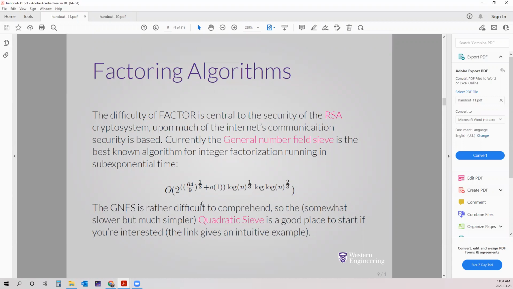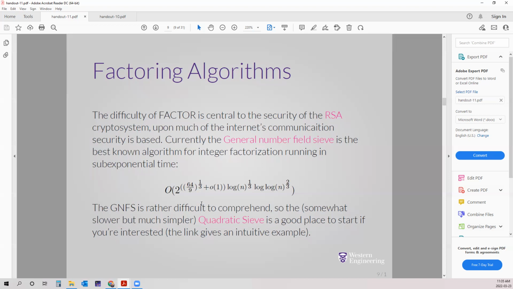The difficulty of factoring is central to the security of the RSA crypto system, upon which much of internet communication security is based. Currently, the general number field sieve is the best known algorithm for integer factorization, running in sub-exponential time, which is O of exp((64/9)^(1/3) (log n)^(1/3) (log log n)^(2/3)).